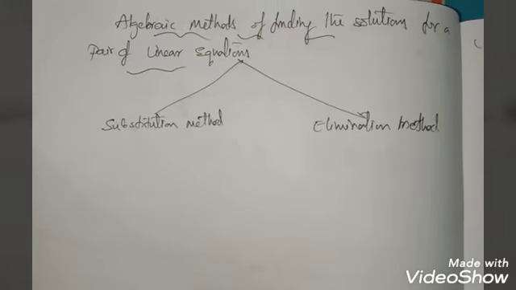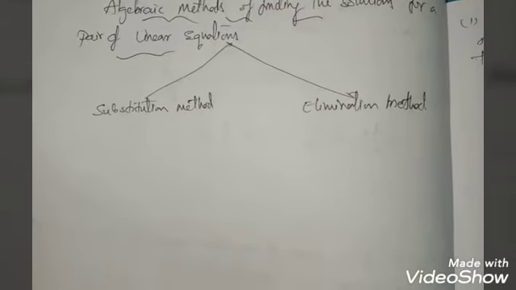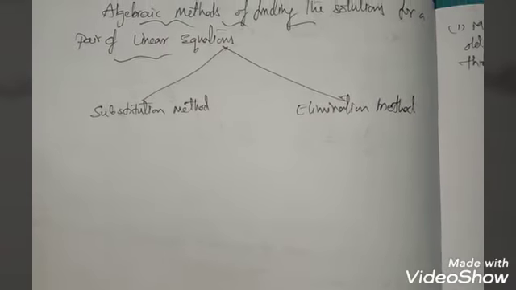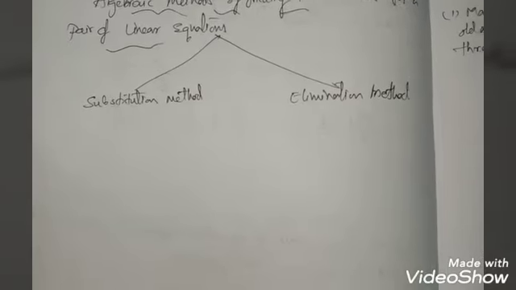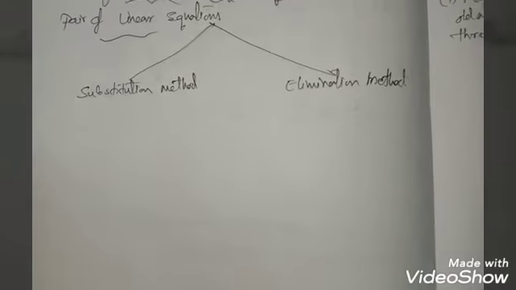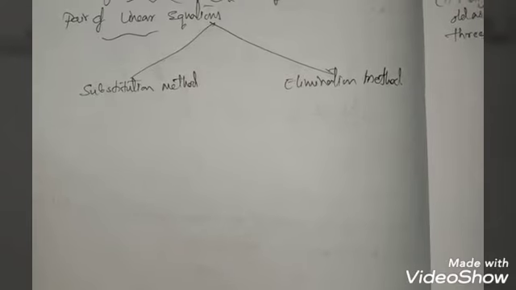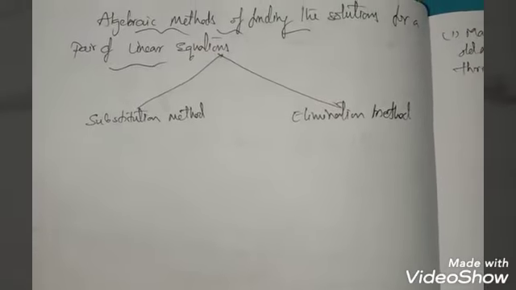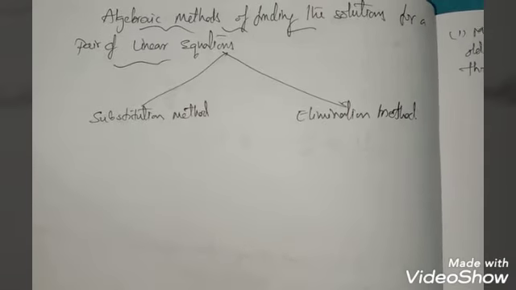So students, yesterday we have learned about the linear pair of linear equations in two variables. Based on that, we have learned the types of linear equations, how to solve the problems, when you will get the intersecting lines, when you will get the parallel lines, and when you will get the coincident lines, right? So based on that, we have solved some of the problems. Today we are discussing the topic of algebraic methods of finding the solution for a pair of linear equations.